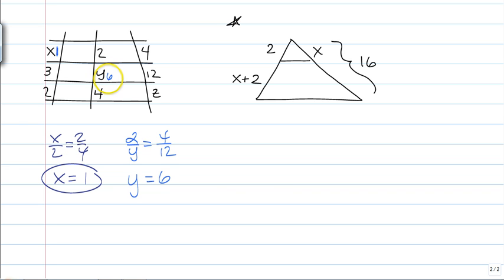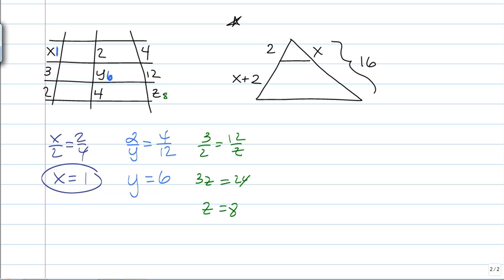So yes, you can use 6 if you want to. Otherwise, to find z independently without having to worry about x or y, you can just use middle over bottom and middle over bottom. So 3 over 2 is equal to 12 over z. So 3z is equal to 24. So z is equal to 8. And there you go. So you have just found all 3.